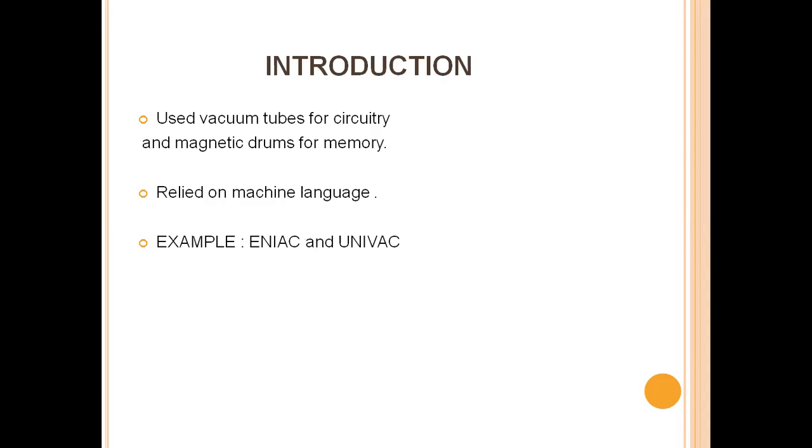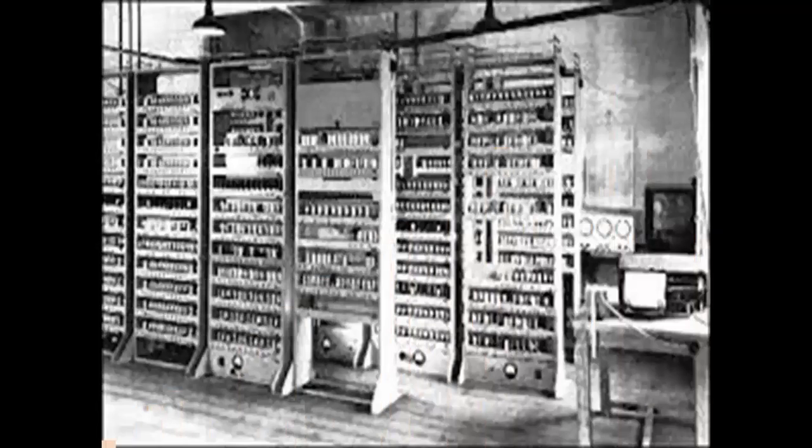Introduction of first generation of computer. First generation of computers used vacuum tubes and magnetic drums for memory. They relied only on machine language, which means binary code, therefore zeros and ones. Examples are the Electronic Numerical Integrator and Computer. This is the first generation of computer. They were very large in size.